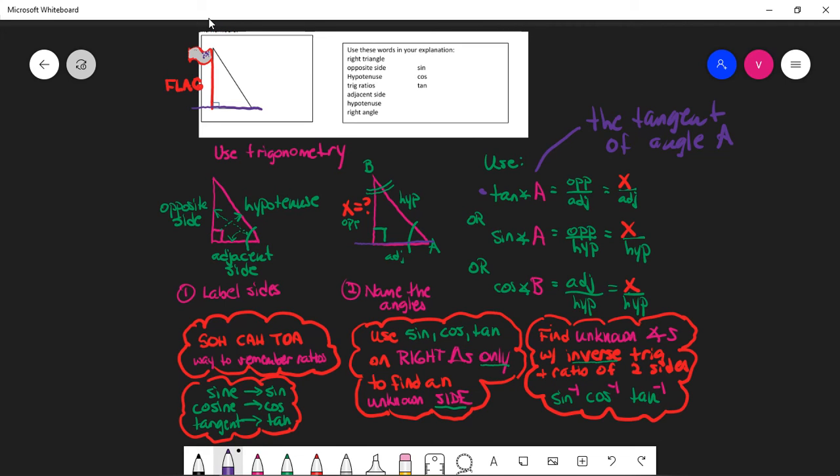You can also fill it up with other words like SOHCAHTOA, which is a short way to remember what the ratios are. S stands for sine, O stands for opposite, and H stands for hypotenuse. C stands for cosine, A stands for adjacent, H stands for hypotenuse. And T stands for tangent, O stands for opposite, and A stands for adjacent. You could do something like that.